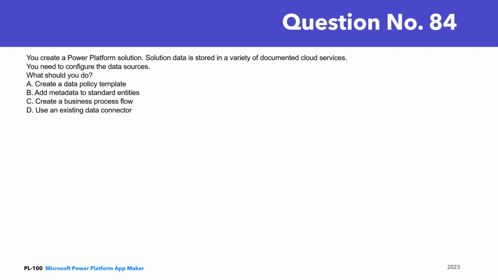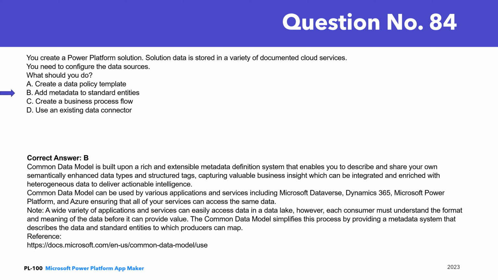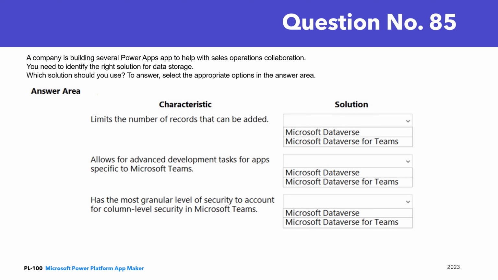You create a Power Platform solution. Solution data is stored in a variety of documented cloud services. You need to configure the data sources. What should you do? A. Create a data policy template. B. Add metadata to standard entities. C. Create a business process flow. D. Use an existing data connector. Correct answer, B.